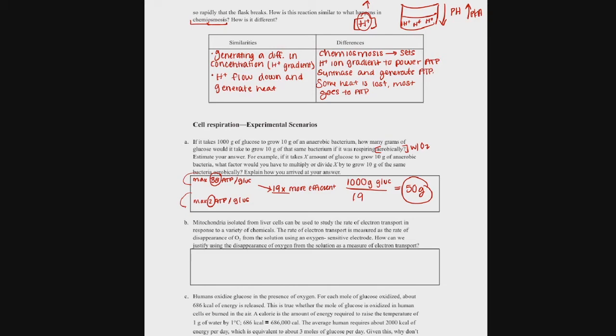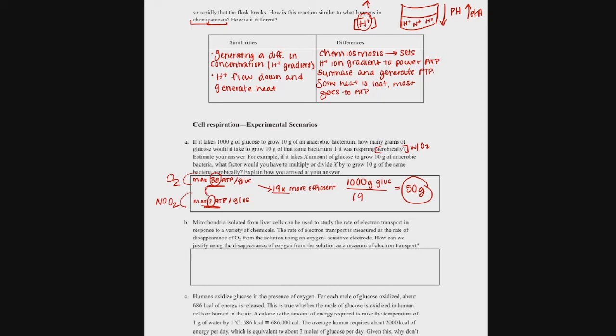Okay, cool. So B, mitochondria isolated, kind of. Okay, I want to hear yeses. I'm going to go over it one more time. So this is with O2, this is no oxygen.